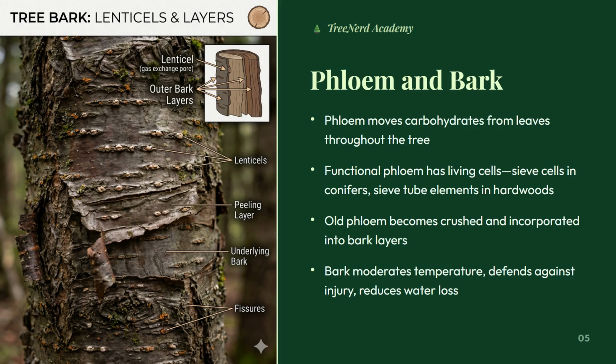Let's continue our journey into tree anatomy by exploring the phloem and bark. While xylem moves water upward, the phloem moves carbohydrates in the opposite direction, from leaves to other parts of the tree. The phloem moves sugars produced in leaves throughout the plant. Unlike xylem's hollow vessels, functional phloem is composed of living cells. Old phloem becomes crushed and incorporated into bark layers. Bark is the outer covering, composed of protective tissues that moderate temperature, defend against injury, and reduce water loss. Lenticels permit gas exchange.